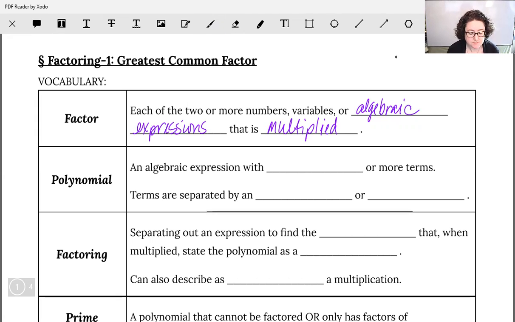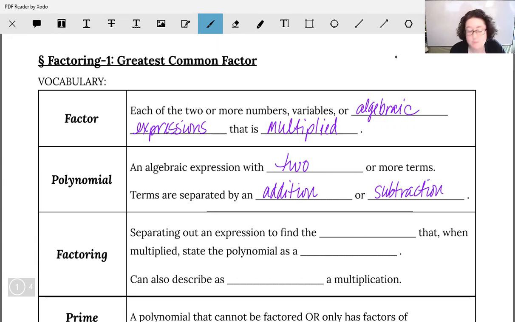and actually factor out some expressions. A polynomial, again, you've probably heard this term before. If you think of the prefix poly, it means many. So specifically, a polynomial is an expression with two or more terms, hence the poly. And don't forget, when you're looking for how many terms you have in an expression, your terms are always going to be separated by either an addition sign or a subtraction sign.